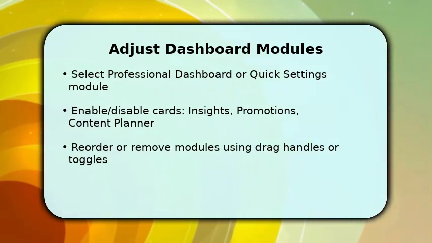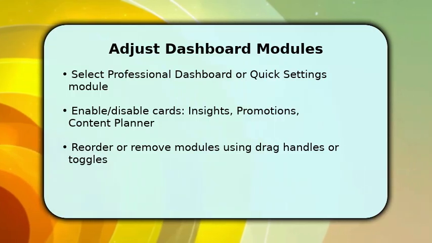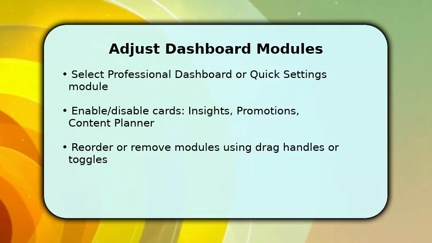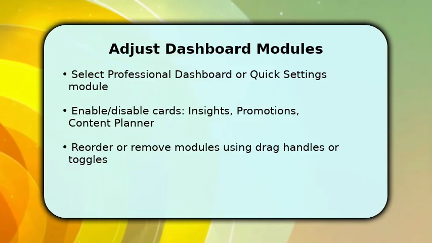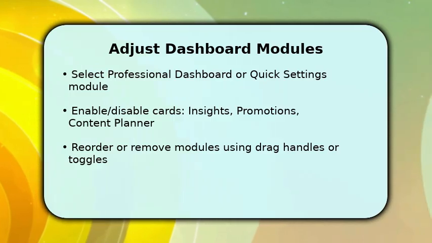Tap Professional Dashboard or Quick Settings to view cards and tools. Next, enable or disable cards like Insights, Promotions, or Content Planner by using the toggles. This controls what appears on your main dashboard.